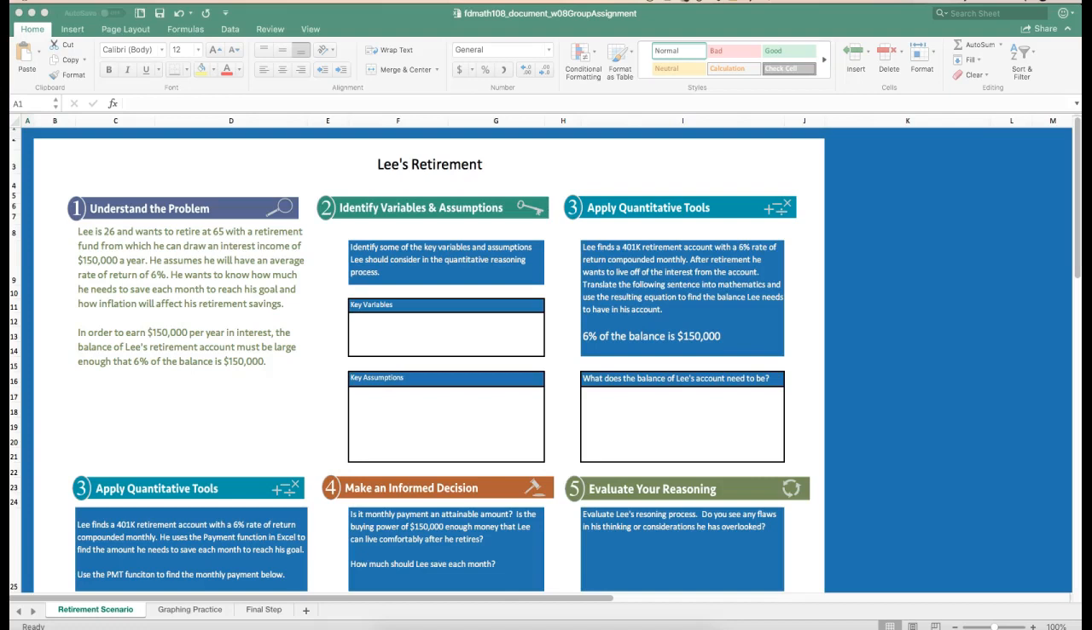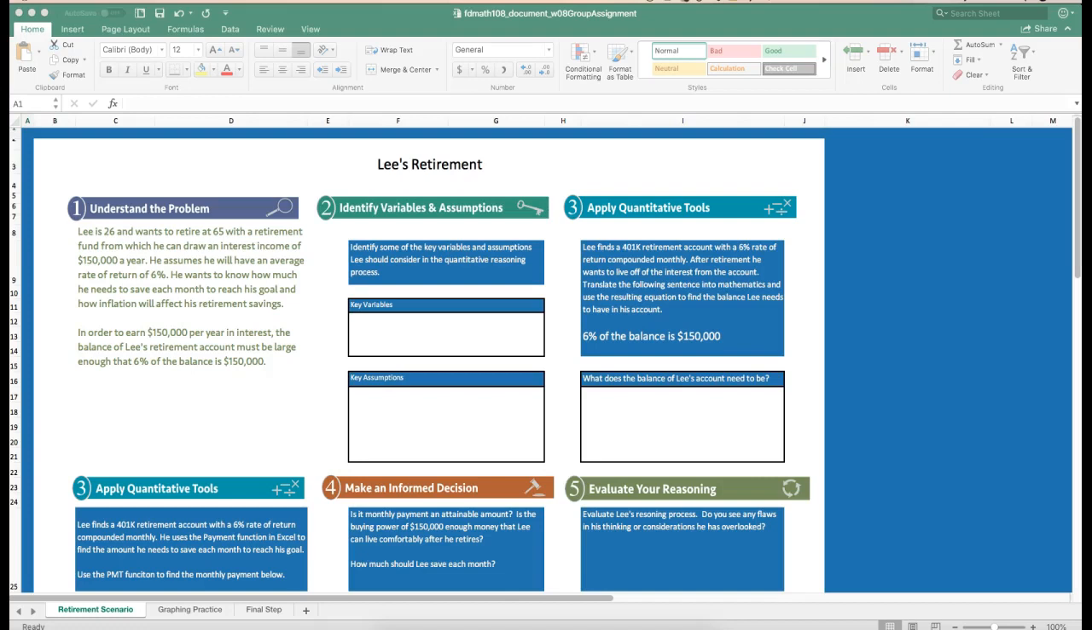Lee is 26 and wants to retire at 65 with a retirement fund from which he can draw an interest income of $150,000 a year. He assumes that he will have an average rate of return of 6%. He wants to know how much he needs to save each month to reach his goal and how inflation will affect his retirement savings. In order to earn $150,000 per year in interest, the balance of Lee's retirement account must be large enough that 6% of the balance is $150,000.